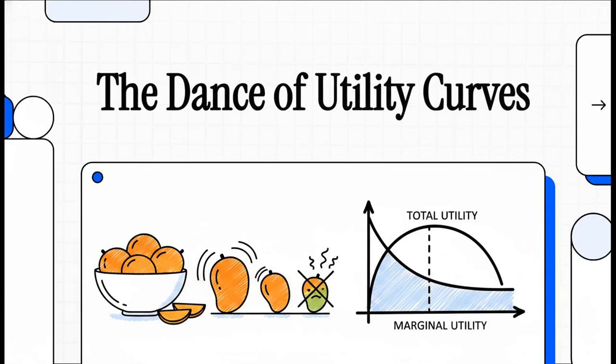Picture this. You're sitting down with a big bowl of your absolute favorite fruit. Let's say perfectly ripe, sweet mangoes. That first mango? Absolutely incredible. The second one? Still pretty great. But what actually happens when you just keep eating until you literally cannot take another bite?